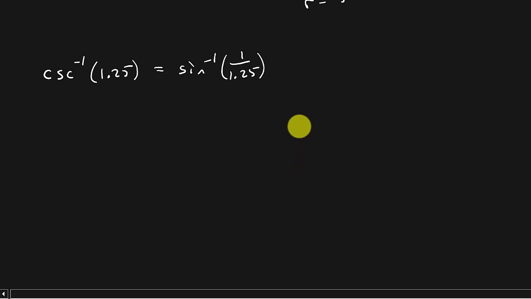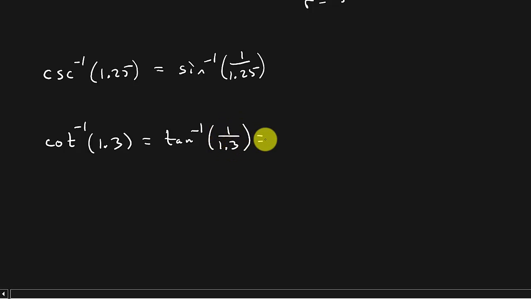So the one I want to talk about is inverse cotangent of say, I don't know, 1.3. Well, that's the inverse tangent of 1 over 1.3. So if I punch that into my calculator, and I'm going to be in degree mode.